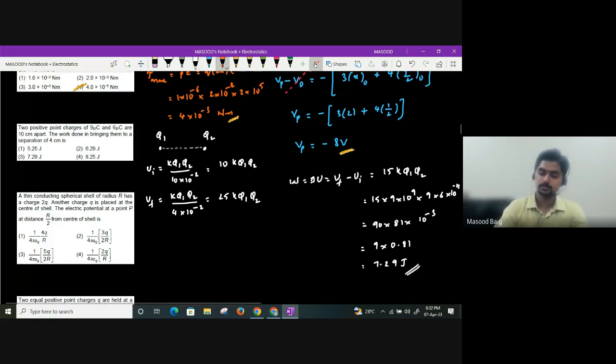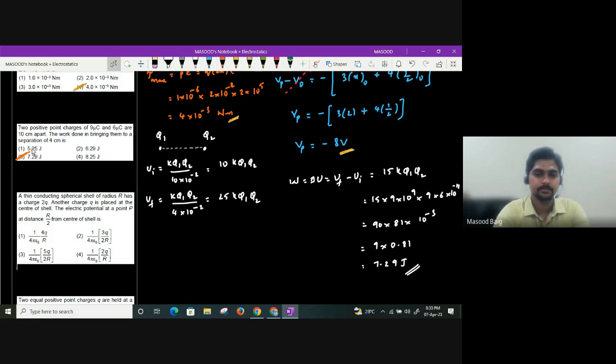Clear, everyone? Direct question again. Whenever two charges are kept at some separation r, what is the expression for potential energy between them? K Q1 Q2 by R. So initially they are kept at some 10 centimeters. Now they are kept at some 4 centimeters. What is the work done they are asking, guys? So work done will be change in potential energy, which is U final minus U initial. Understood all of you? Yes or no?